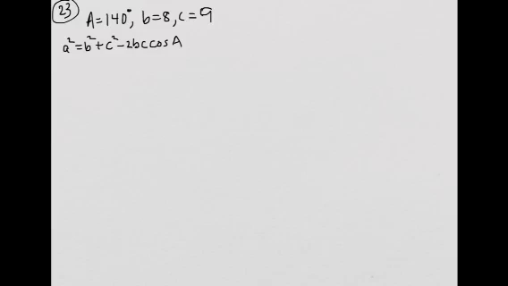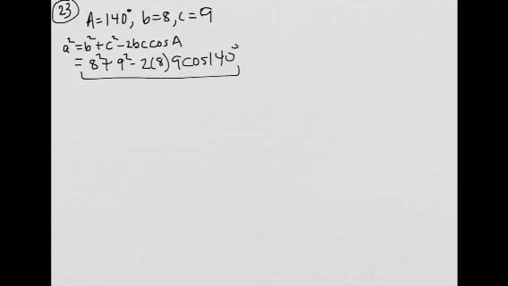So here's the formula that we're going to use for number 23. We don't have opposites, so we have to use the law of cosines. So this would be 8 squared plus 9 squared minus 2 times 8 times 9 cosine 140. And I would just put it into the calculator like that. So once you find this, don't forget to do square root of the answer. And you should get a equals 15.98.